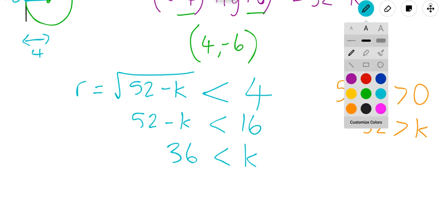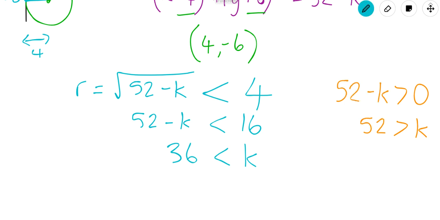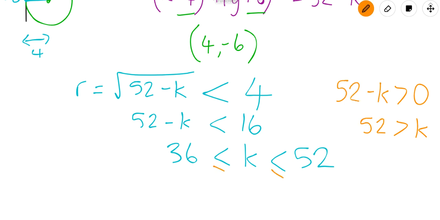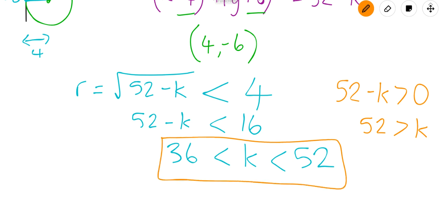And you can give that as 2 separate inequalities, or you could write it all in one inequality. So k has to be bigger than 36, but less than 52. So you could write that all as one inequality, like that. And I'm not going to put in the equals because we don't want the radius to be 0 either. And we want it within the quadrant, not touching the axis. So I'm actually going to leave off those equal signs and give that as the final answer.